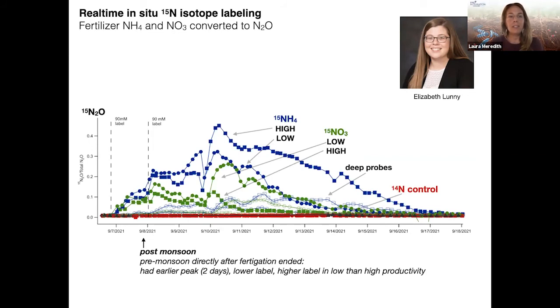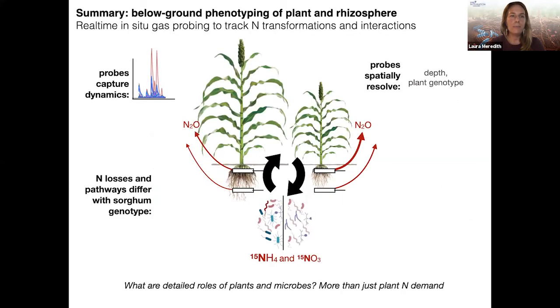Before the monsoon, we actually saw some very different dynamics where we had, for example, an earlier peak of the 15N label, a lower overall label, and that actually the low productivity lines had more conversion. And so we're still really digging into these results, but we think that this is a promising method to look at the rhizosphere in situ and see how nitrous oxide is moving throughout the nitrogen cycle.